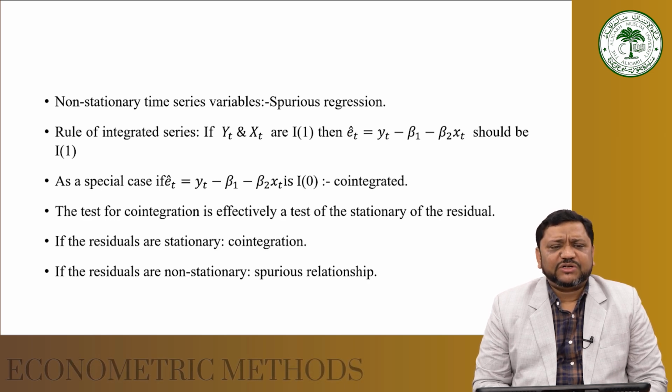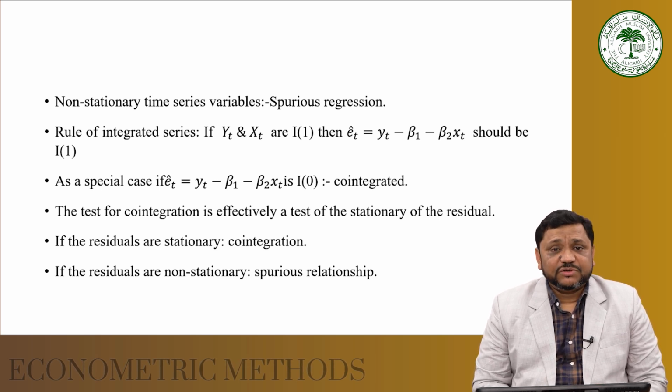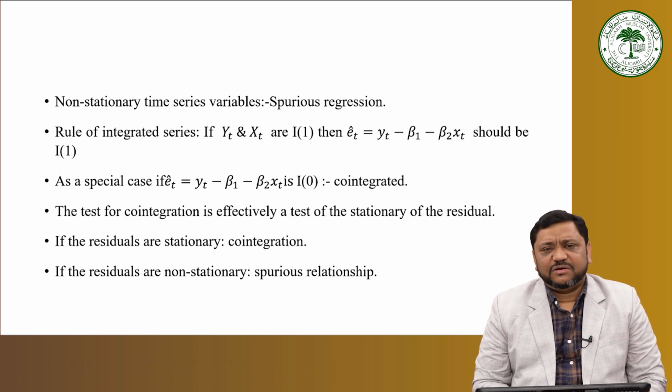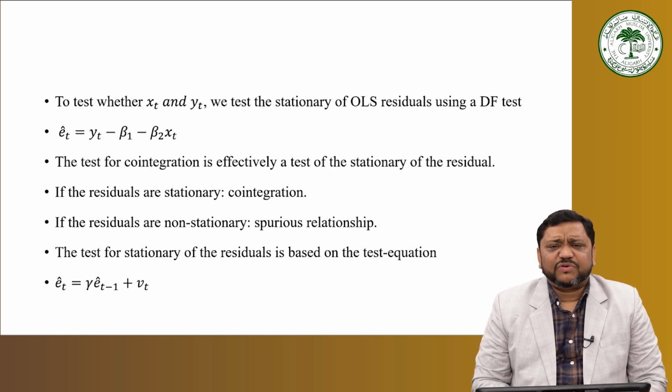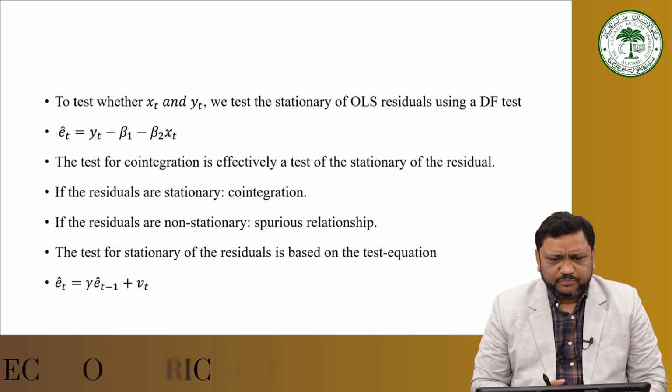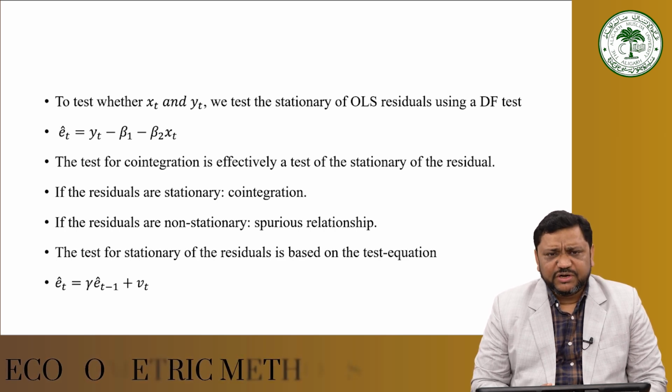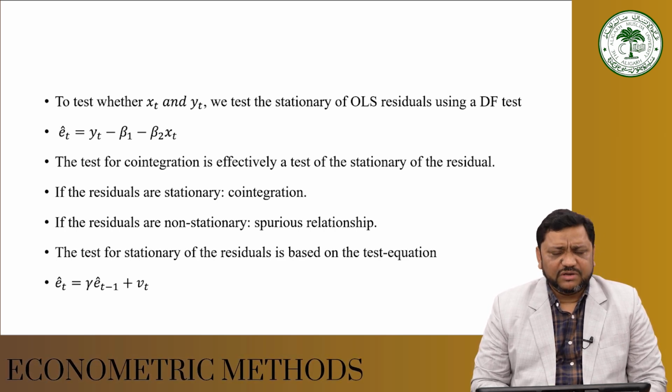So basically in the Engle-Granger process, we were testing for the stationarity of the residuals. If the residuals are stationary, there is cointegration. If the residuals are not stationary, then there is no cointegration between them. So the process was that we estimate et hat, and then we use an augmented Dickey-Fuller test and we get the result. If this et hat is stationary, then we say that there is a cointegrating relationship between them.